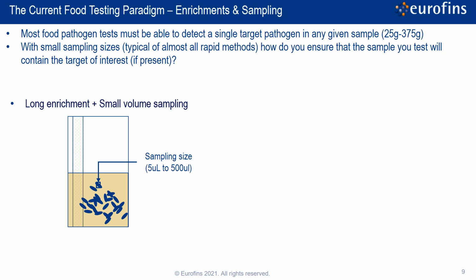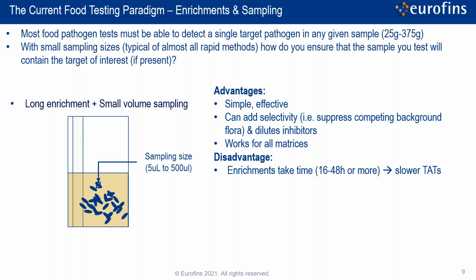The way we do that currently is through enrichment, and right now we have long enrichments. That's because we have this small volume that we're taking. So in order to make sure you get that one target into that 5 microliters or whatever that you pipette out of the enrichment, you've got to enrich that for a very long time to make sure the concentration is very high.